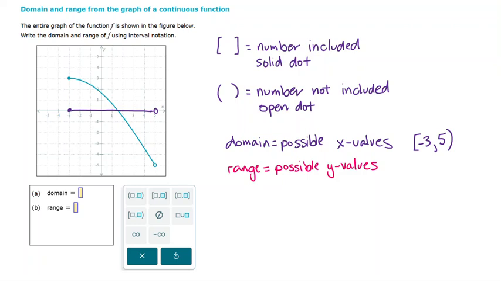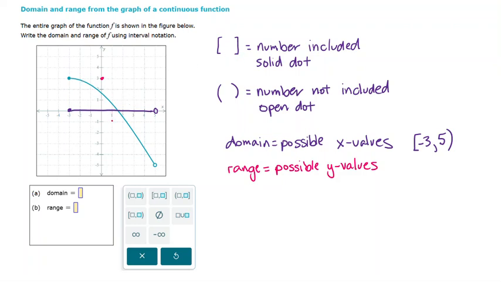Now let's look at the range. So for the range, we're looking at possible y values. So again, I'm going to trace this back to the y-axis. We don't have anything on the graph above 3. Our highest number is 3, and since we have a solid circle there, that's going to be a value that we're going to include in our range, and so we're going to use the square bracket.